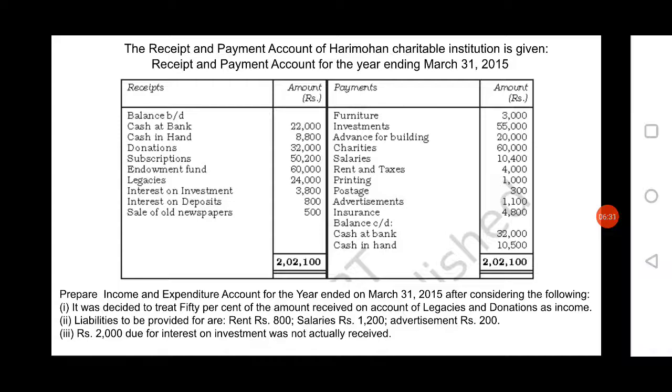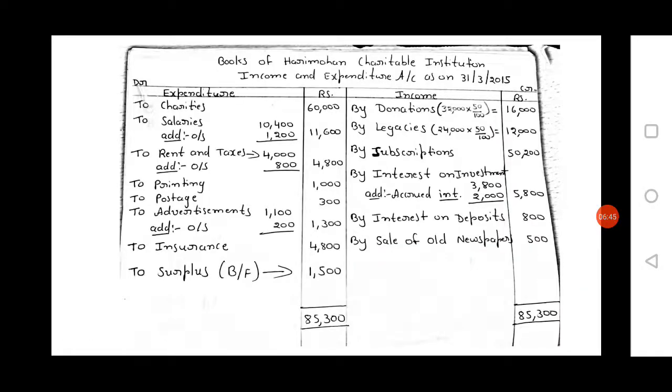Next, after donation they have given in the receipt side subscriptions. Subscriptions is 50,200. Related adjustment not given, outstanding or prepaid like that, nothing given. Therefore directly subscription on the income side, by subscriptions 50,200.